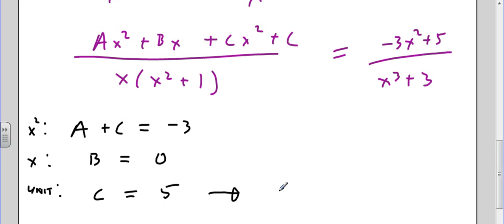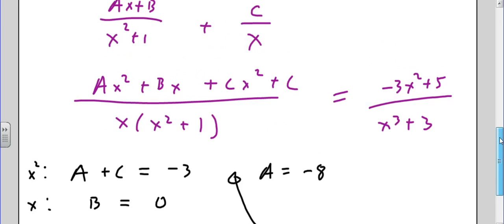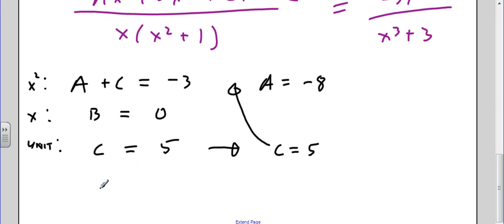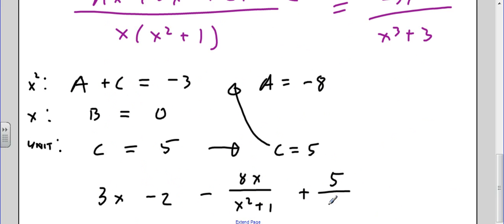Okay, so I'm going to say c is equal to 5, and then from that I'm going to come to the conclusion that a had better equal minus 8. So I have a is minus 8, c is 5, b is 0, and now I can write my final answer. My final answer is going to be 3x minus 2 plus minus 8x over x squared plus 1 plus 5 over x. And that would be my final answer.